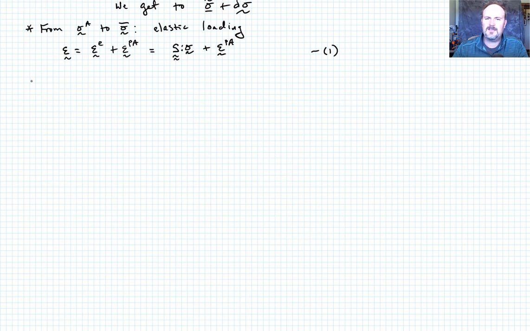Now we want to look at the next stage, from sigma bar to sigma bar plus d sigma. We also know what this looks like. This still looks very similar to equation 1, except now we have an additional plastic component. We have an additional plastic strain.